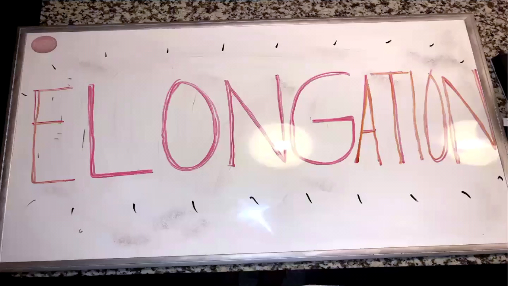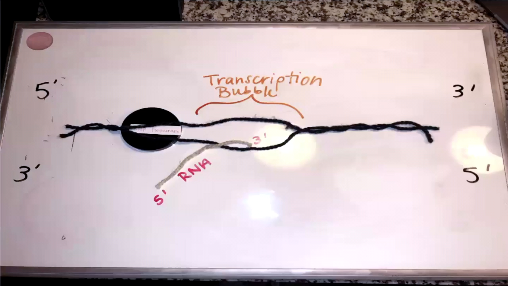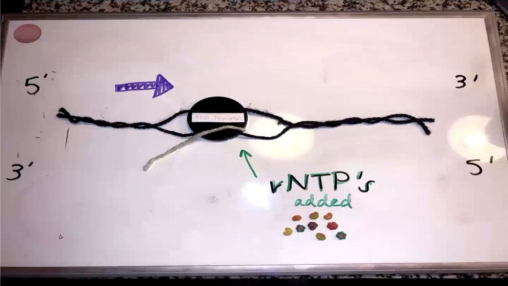Our next step is elongation. The RNA polymerase will unwind the DNA and create a transcription bubble, and it'll continue moving to the right. Next, we have these rNTPs, or ribonucleoside triphosphates, and these are basically the building blocks to create the new mRNA. And RNA polymerase will add these rNTPs and create phosphodiester bonds.